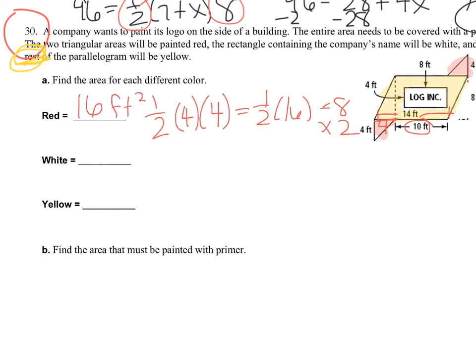To find the white part, that's just the rectangle. That should be easy, length times width formula. The length is 4, the width is 8, or vice versa, and you get 32.